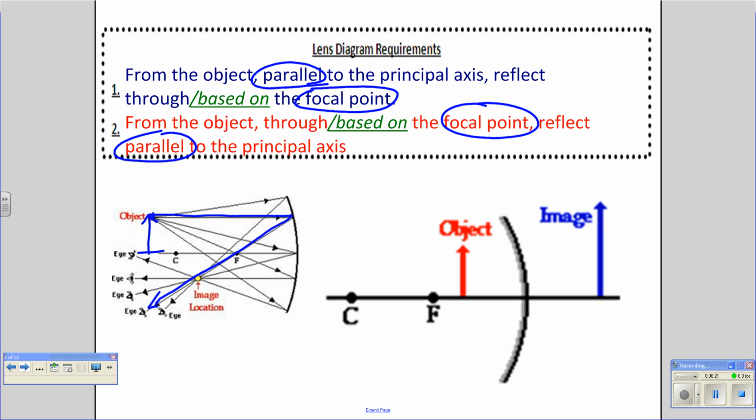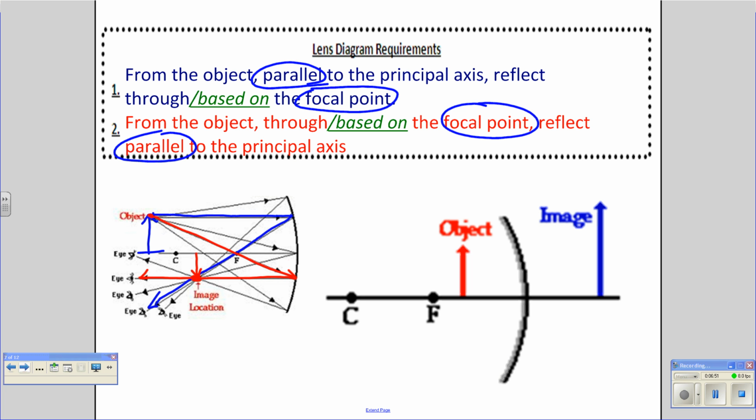Okay, that's number one. Number two, the object goes in through the focal point. So from that same starting point through the focal point, and if it goes through the focal point, it's going to come out parallel. If it goes in parallel, it's going to come out through the focal. If it comes in through the focal, it's going to come out parallel. Okay? And then this is your image. And if it had been like an arrow, then it would look like that.